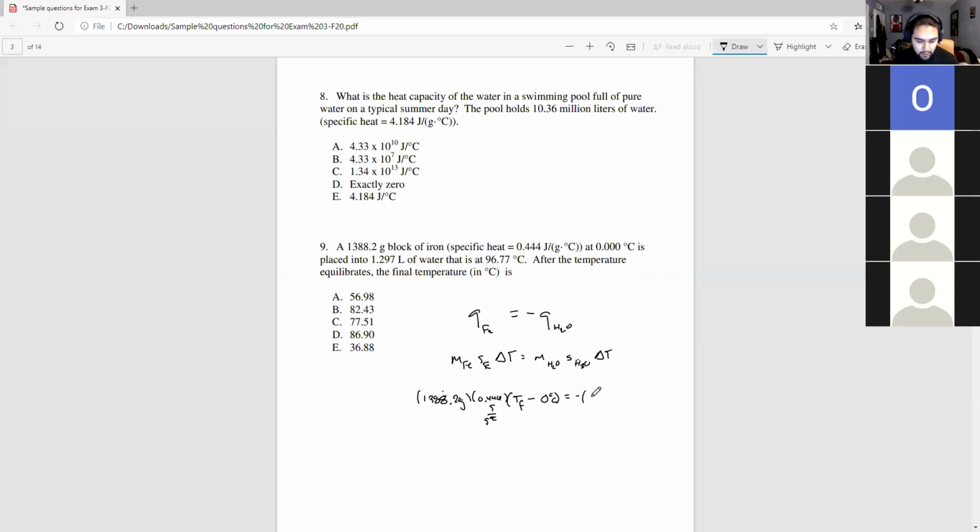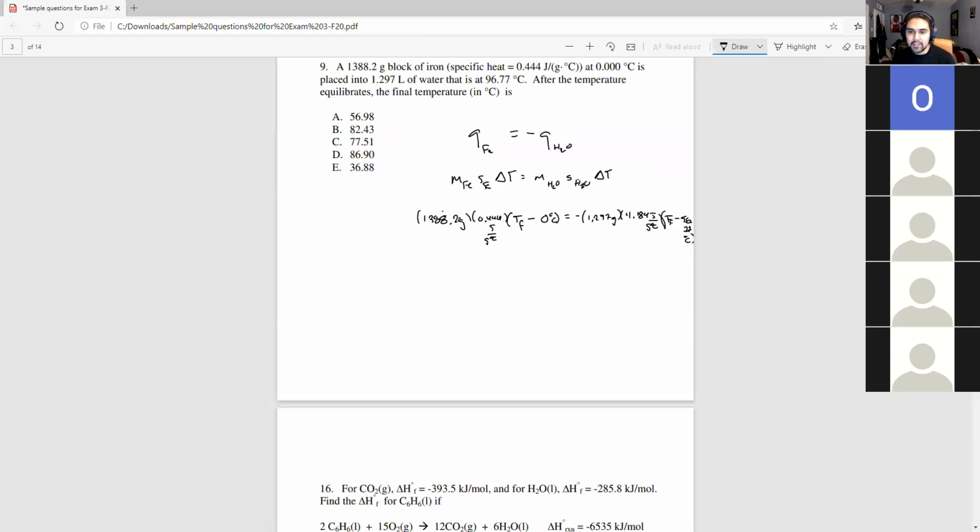And then how do I set up the water portion? 1297 grams. And then 4.184, I think I wrote that number wrong, remember? Oh, yeah, that's true. Joules per gram degree Celsius, and then what else? TF minus 96.77 degrees Celsius. Okay, sorry, it's pretty scrunched up. And then, after this, what do you guys think I should do?